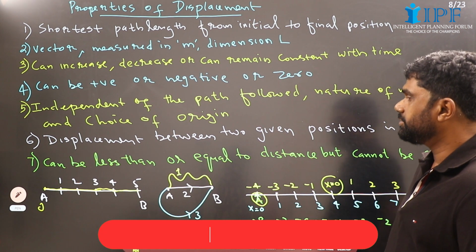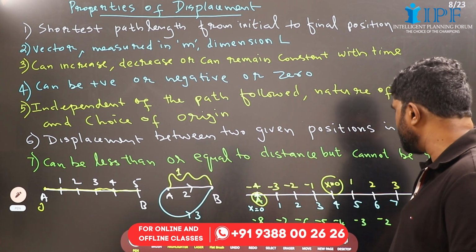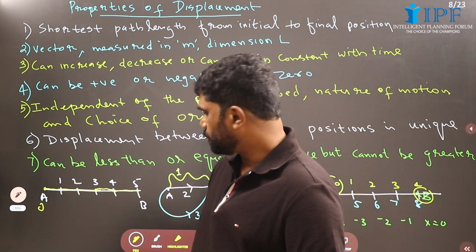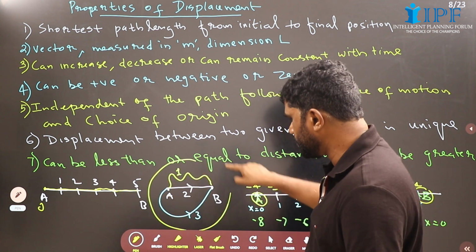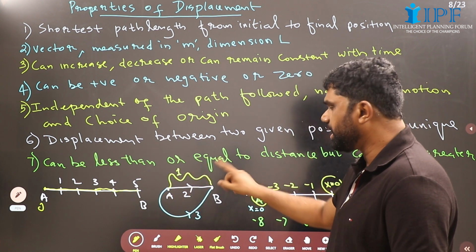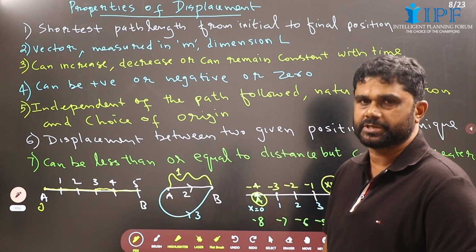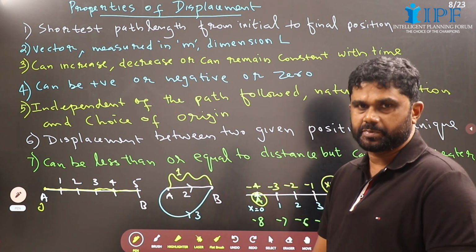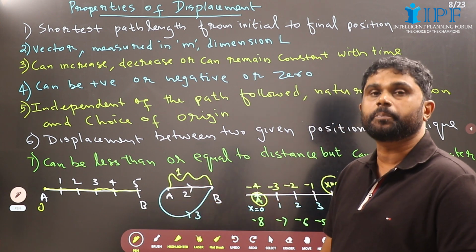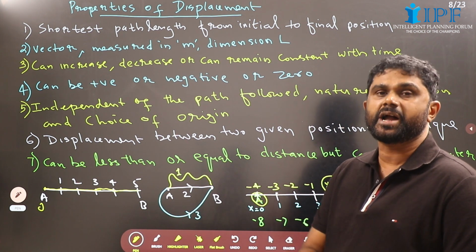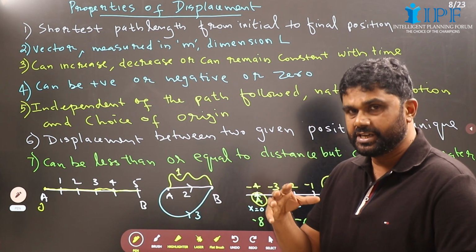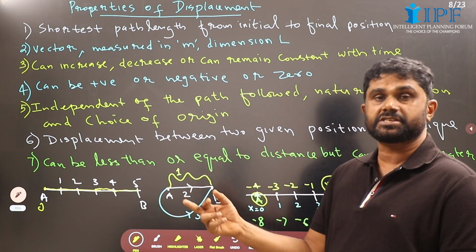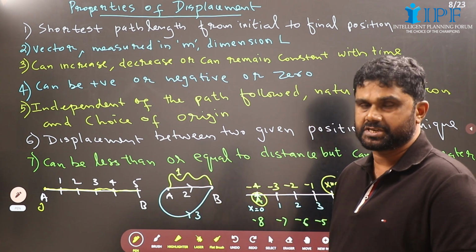And finally, the magnitude of displacement can be less than or equal to the distance traveled, but can never be greater than the distance traveled. Consider this situation. If it follows the first path, the yellow path, distance is more than displacement. When it takes the second path, distance is equal to the magnitude of displacement. When it follows this blue path, again the distance is more than the magnitude of displacement. So the magnitude of displacement can be equal to or less than the distance traveled, but can never be greater.